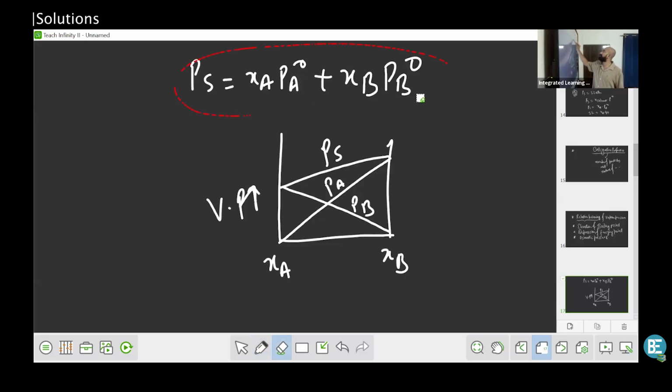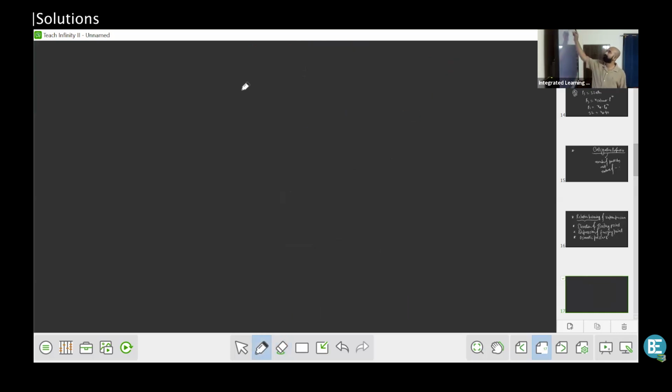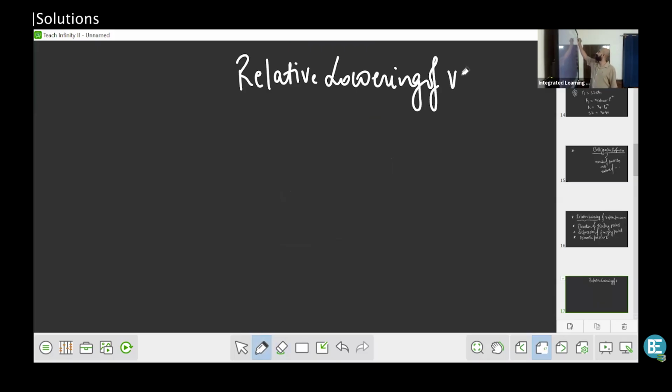Okay, now let's learn the relative, write down a heading. Relative lowering of vapor pressure. It's actually very simple. It's extremely simple.